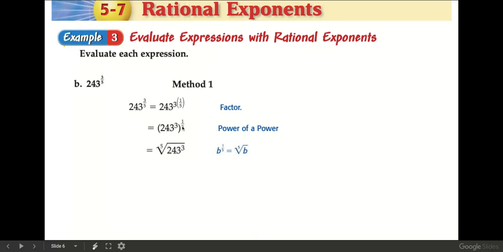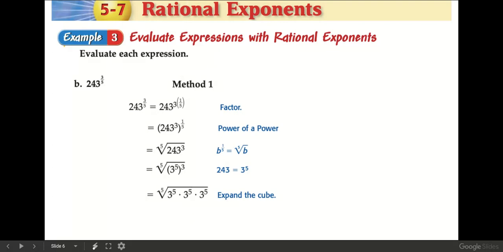So again, I know the 1/5 power could be written as the 5th root of 243 to the 3rd power, using that same rule that we've talked about before. And then in the next step, I know that I could take 243, and that's really 3 to the 5th power. So if I have 3 to the 5th power to the 3rd power, and all of that I'm taking the 5th root of, I can break it apart. I have 3 to the 5th times 3 to the 5th times 3 to the 5th.